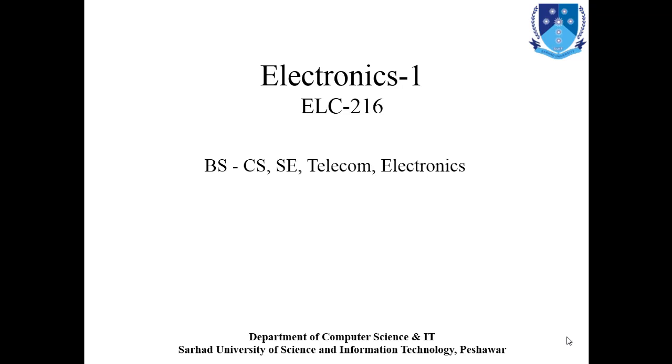Today we will learn lecture number 5 of the Electronics 1 course. The course code for Electronics 1 is ELC216. This course is offered for several programs including BS Computer Science, BS Software Engineering, BS Telecommunication, and BS Electronics. It is a 2-1 credit hour course, which means that we have to cover 2-hour theory lectures per week, while there is 1 credit hour or 3 contact hours lab requirement per week.